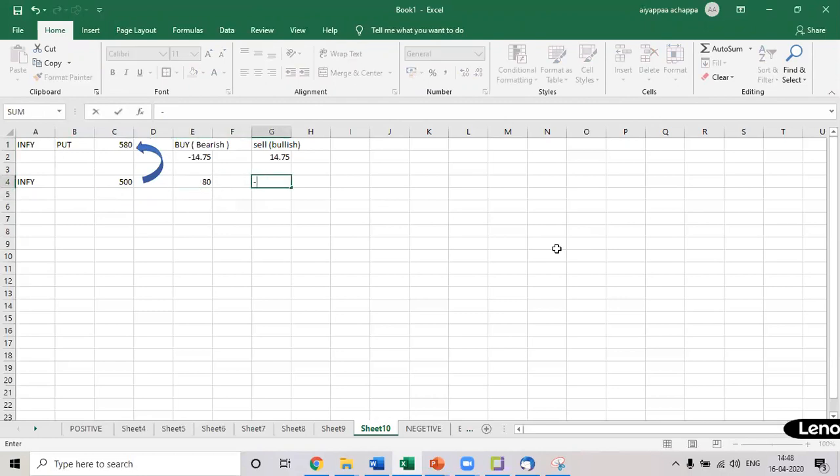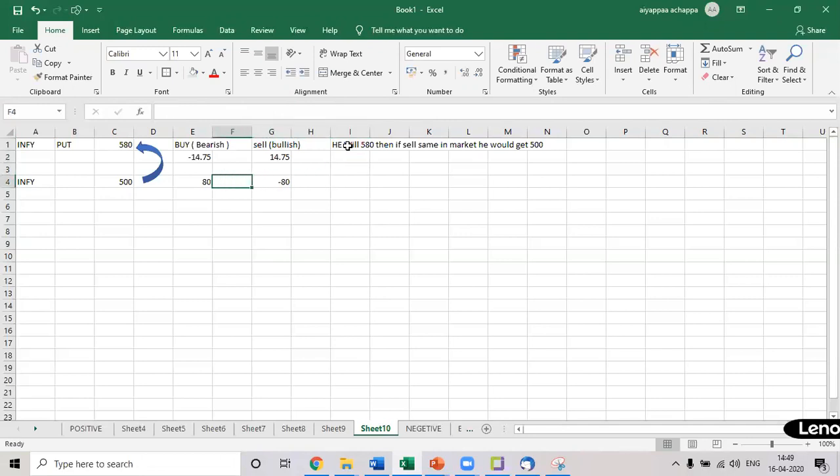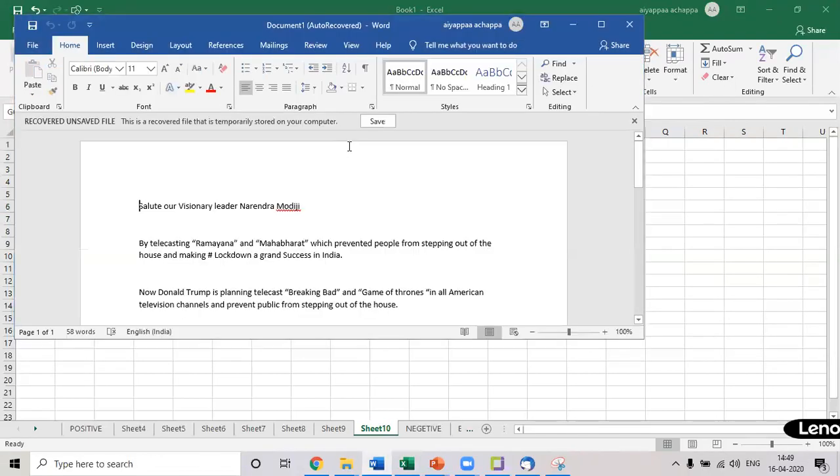So the seller will have to pay 80 because the seller, if you remember, has to take the shares from you at 580, and then if he sells the same in the market, he would get 500. As a result, he is losing around 80. So your gain would be this, and the seller's loss would be 65.25. So it's all about predicting when the share prices will decline.